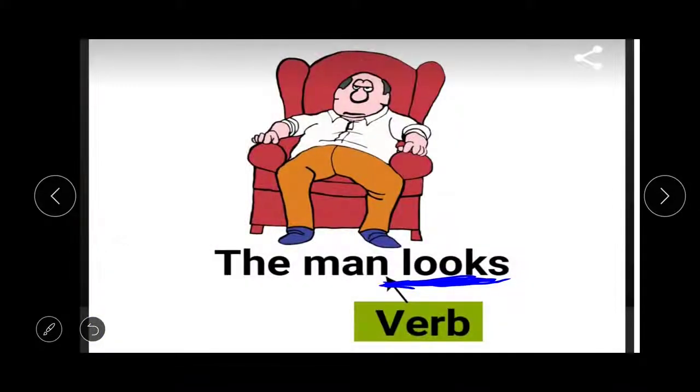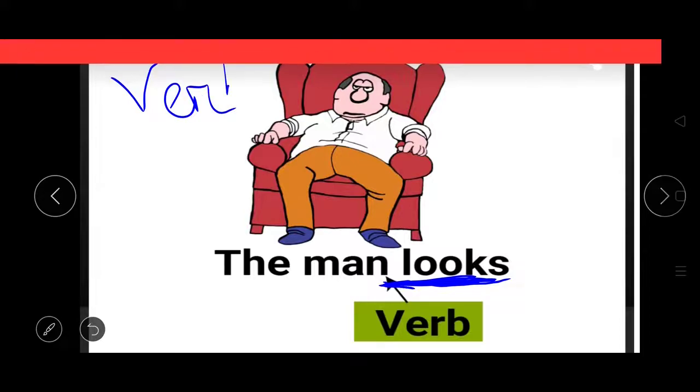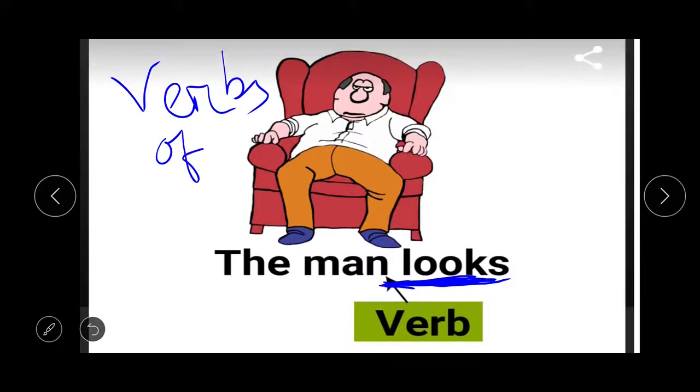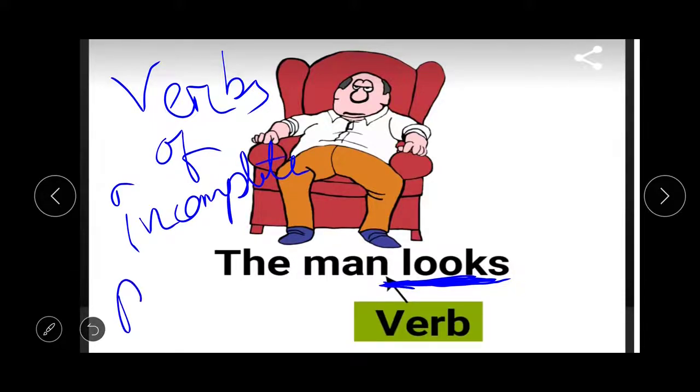So student, the topic that we had discussed through this picture is verbs of incomplete predication.